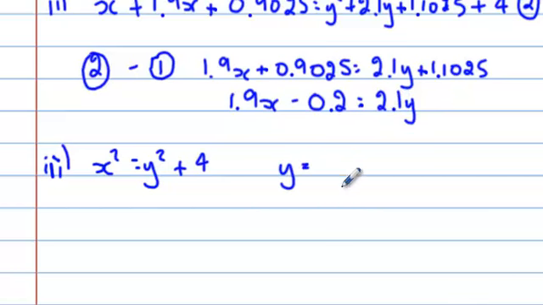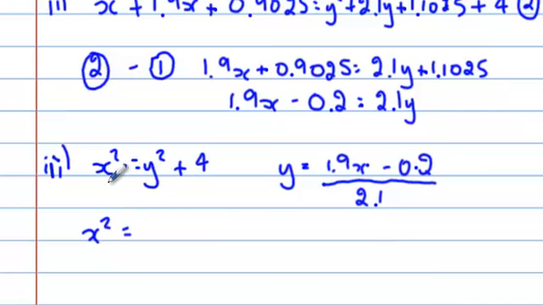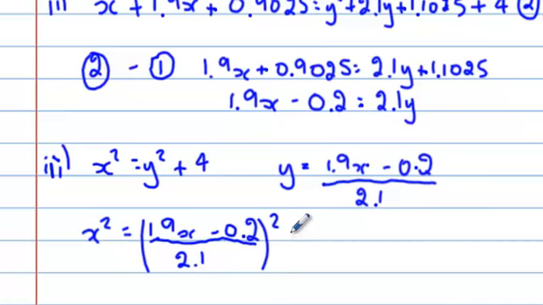So I'm going to take this, divide 1.9x minus 0.2, and I'm dividing that by 2.1. So that's going to get substituted into here, which is going to make a bit of a horrible looking bit of algebra, but we'll see what happens. x squared equals y squared, y has been replaced with this, so 1.9x minus 0.2 all over 2.1, that's all squared, and there's plus 4 on the end.